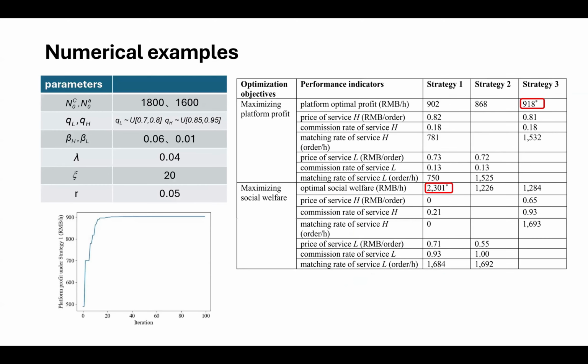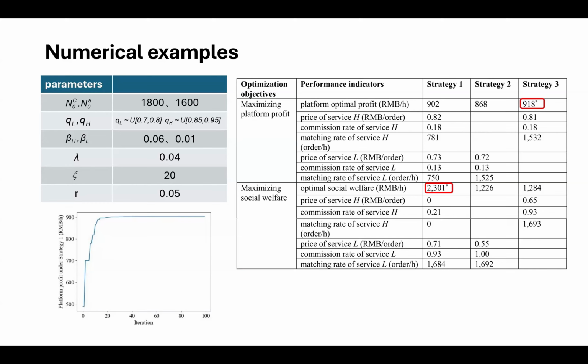Finally, we conduct a numerical experiment to validate the proposed model and algorithm. As shown in the table on the left, we input relevant model parameters, including latent travel demand, latent service supply, passengers' unit value of waiting time for both high quality service and low quality service, drivers' unit value of waiting time for high and low quality service respectively, and the passenger perceived service quality state, which is assumed to follow a uniform distribution over a specified interval.